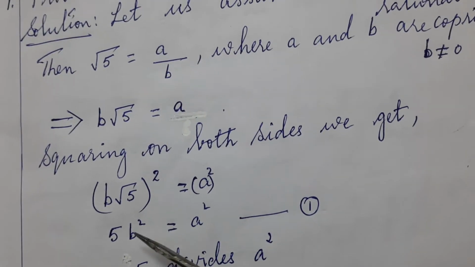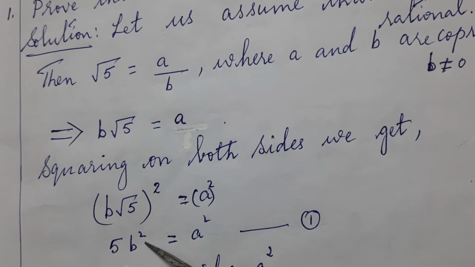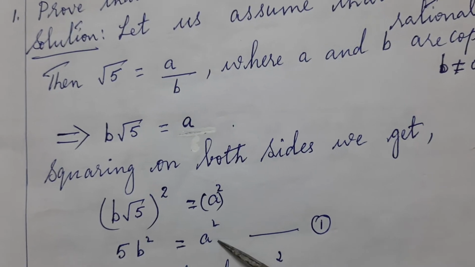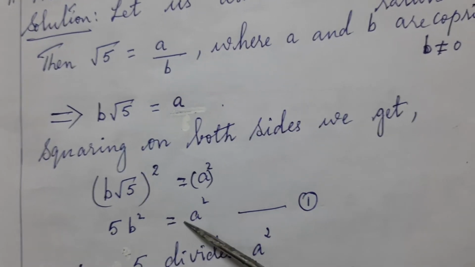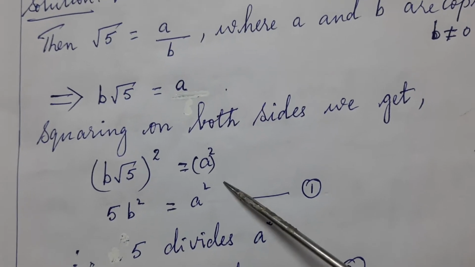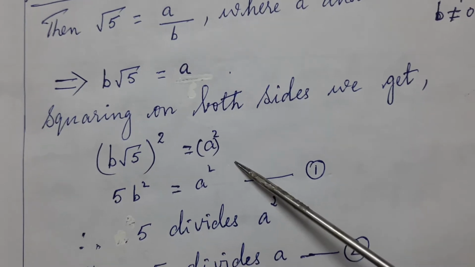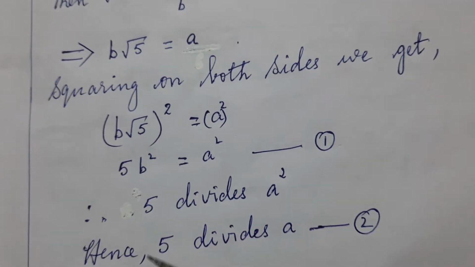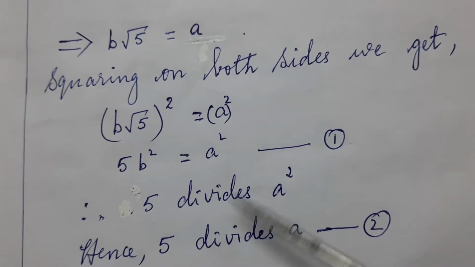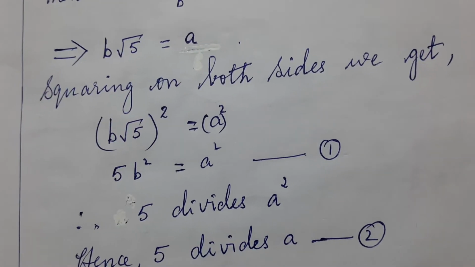Now as we did in the previous problems for root 2 and root 3, b square is equal to a square by 5. So now we can understand from this that 5 divides a square. If 5 divides a square, I told you automatically 5 will divide a. So 5 divides a square implies 5 divides a. Take this as the second equation.